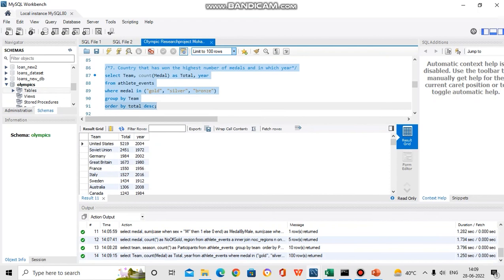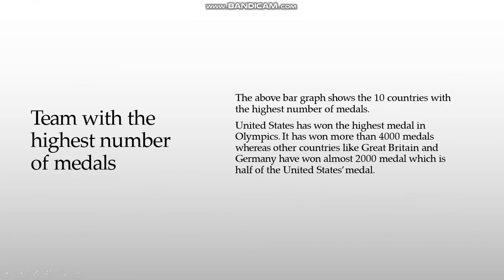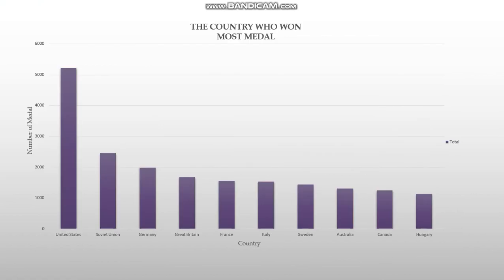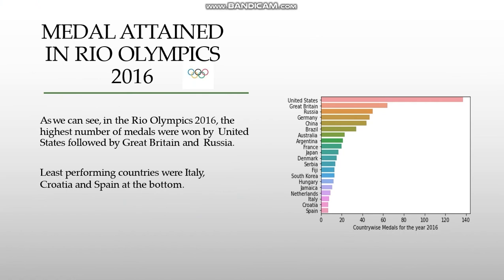We will run this query, the country that has won the highest number of medals. Based on these, I have made the chart. So the analysis is the team with the highest number of medals. The above graph shows the 10 countries with the highest number of medals, as you can see in this chart. United States has won the highest number of medals in Olympics, more than 4,000 medals, whereas other countries like Great Britain and Germany have won almost 2,000 medals, which is half of the United States' medals.